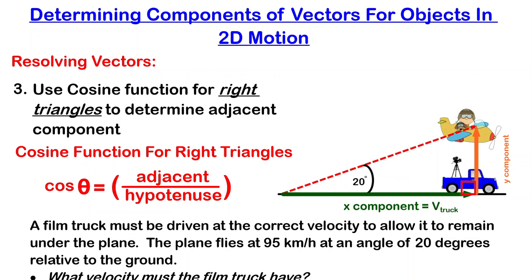First, we are going to use cosine. So cosine is going to tell us the adjacent, right?